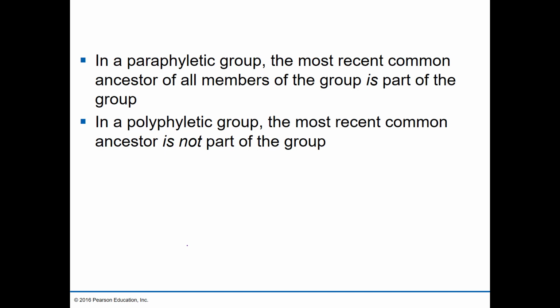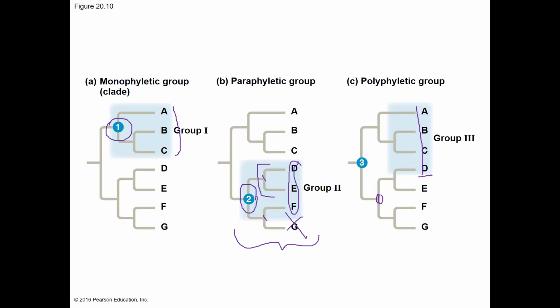In a paraphyletic group, the most recent common ancestor of all the members of the group is part of the group. In a polyphyletic group, the most recent common ancestor is not part of the group. So let's look at that again. In a paraphyletic group, the most recent common ancestor of the group is part of the group. Oh, yeah. So like in this case, he's still part of the group, still part of the group, because D is in there, I guess, and this guy is still part of the group.